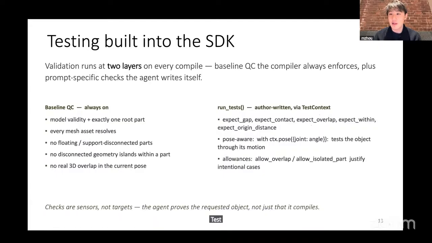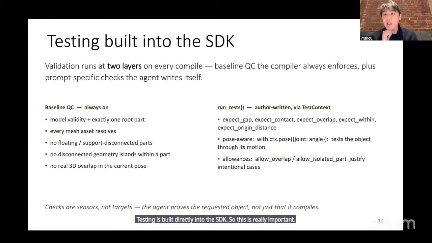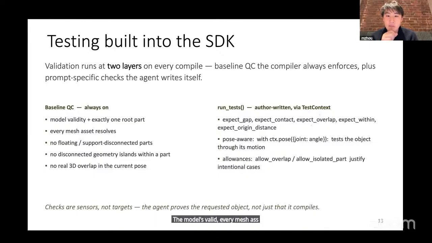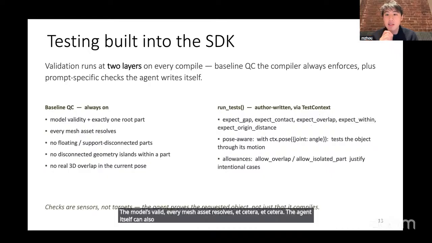Testing is built directly into the SDK. So this is really important. A big part of how the agent is able to create such complex objects is because of the full-featured testing that's built into the Articraft SDK. So there's a baseline quality control. We always assert sanity checks, such as there's only one root part, the model is valid, every mesh asset resolves, et cetera, et cetera. The agent itself can also write custom tests.